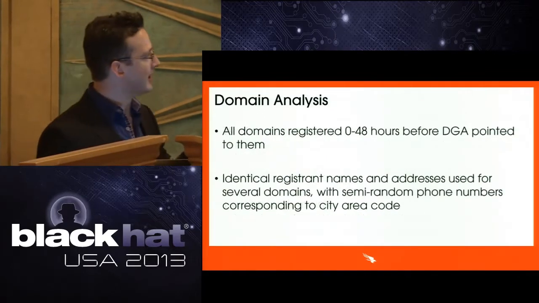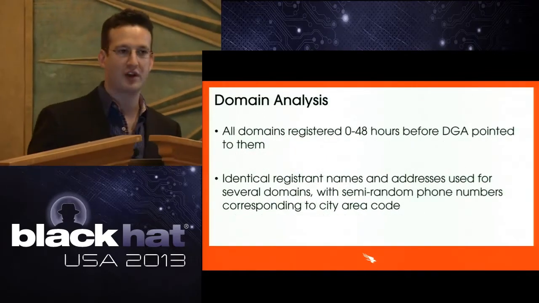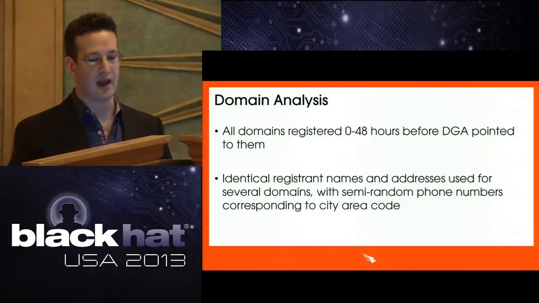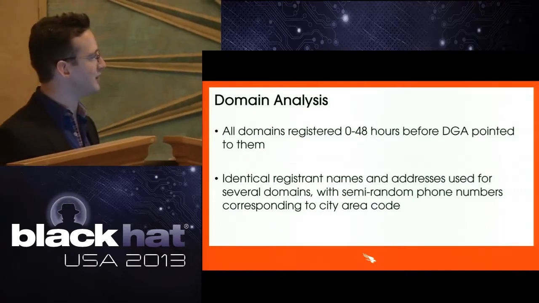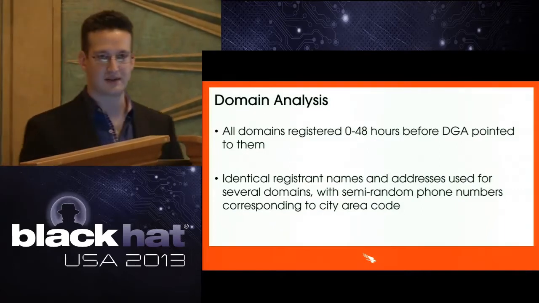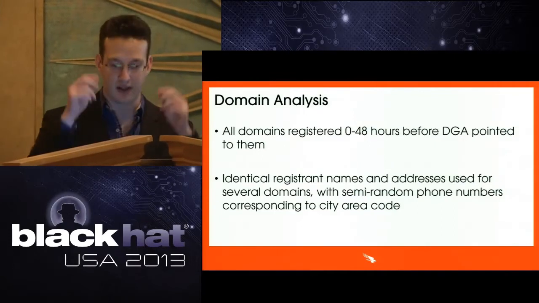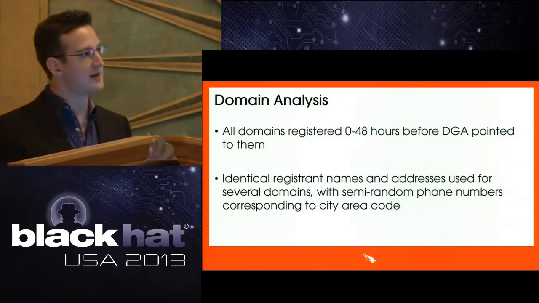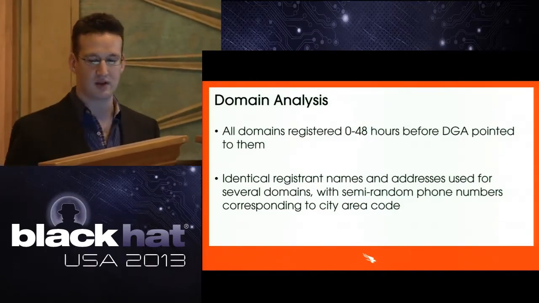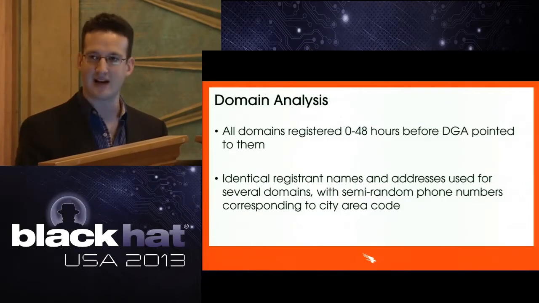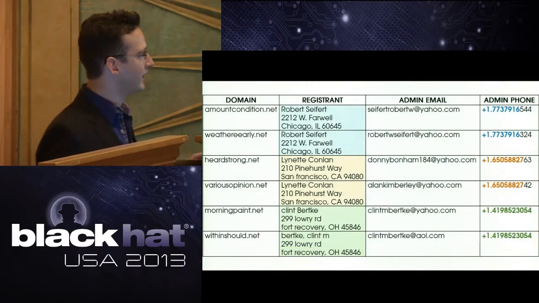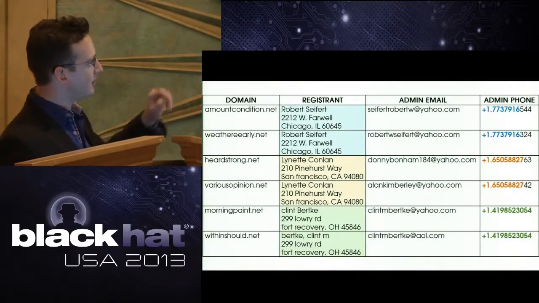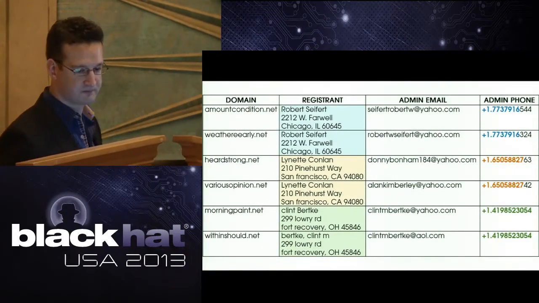Now, of these 20 domains, all of them were registered within 48 hours of the strike time. And we found identical registrant names and addresses used for several of the domains, so there was a lot of overlap amongst them. And there were semi-randomized phone numbers as well, corresponding to city area codes based on the registrant addresses. So let's take a look at some of them. You can see I color-coded ones that were identical for addresses.